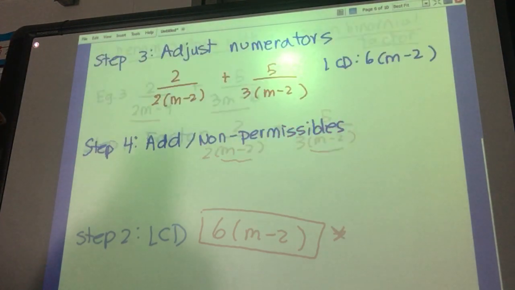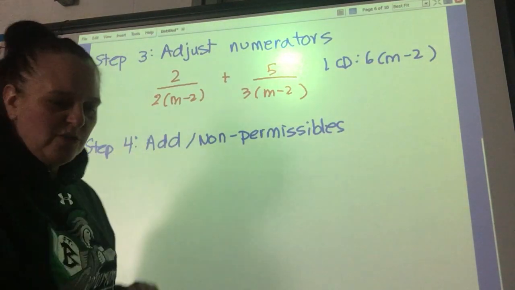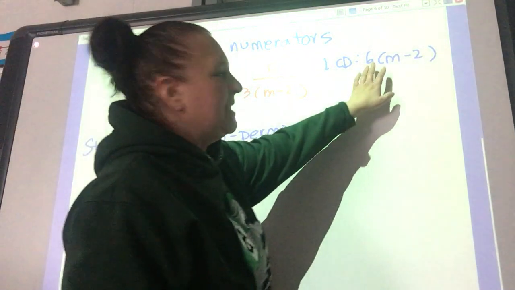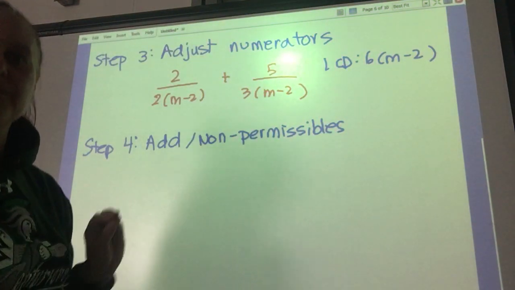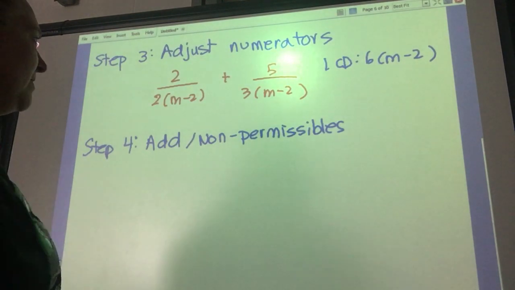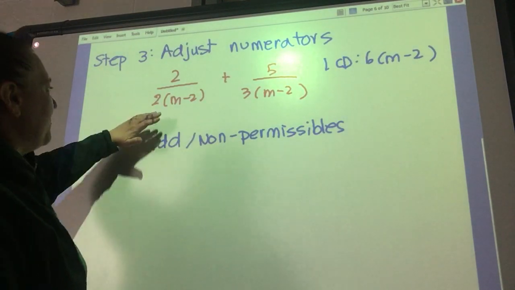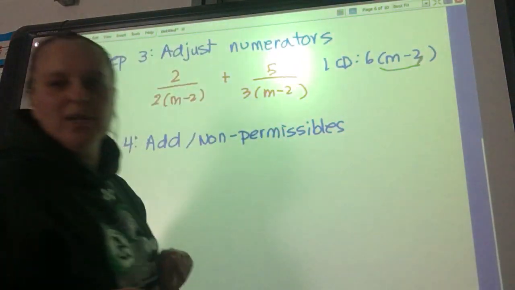Okay, now we are ready for step 3. We're ready to adjust the numerators. So I just went back to where we were when we factored. We just said that's the LCD. So now we have to adjust the numerator. Again, a lot of students forget that step. If you forget to adjust the numerator, you're kind of missing the whole point of this question. So they both have the m minus 2, so that's good. We don't have to worry about that.